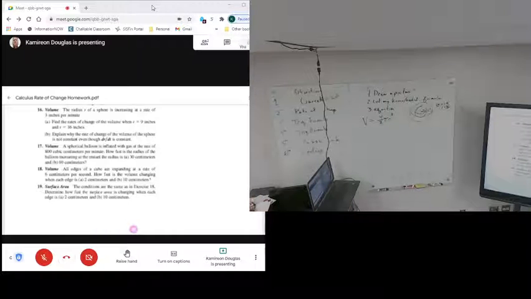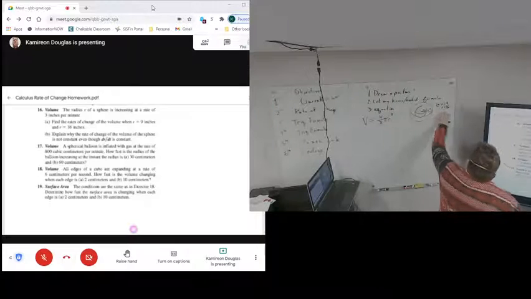Increases at a rate of 3 inches per minute. What increases? The radius of the sphere. The radius is increasing at a rate of 3 inches per minute. How do we turn that into something here on the board?